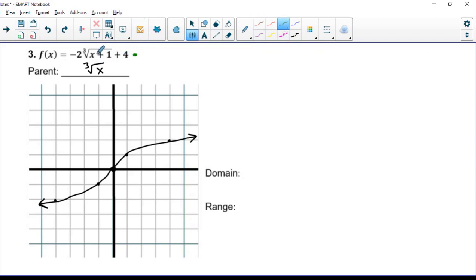Okay, our transformations here, let's do this in green. Our transformations are left 1. Remember, this is opposite inside of these parentheses, or inside of the square root, is going to be left 1. And then up 4. 1, 2, 3, 4. So your new vertex would be right there.